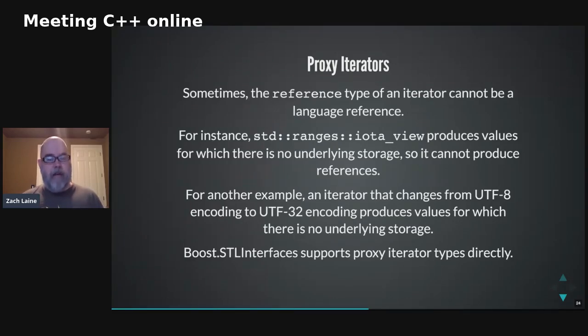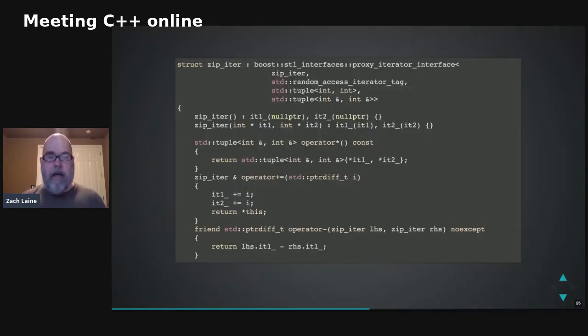When you have that, you have to do something weird when you do the arrow operation for an iterator. And so the weird things that you have to do are just sort of handled for you automatically by STLInterfaces. And you don't have to do any heavy lifting there. And so as an example, here's zip_iter, which is kind of the canonical example of a proxy iterator type. So we derive, again, from proxy_iterator_interface. We pass ourselves as the first template parameter. It's a random access iterator.